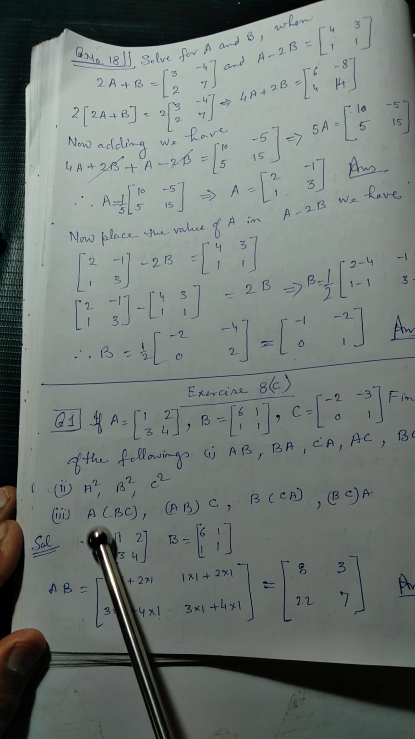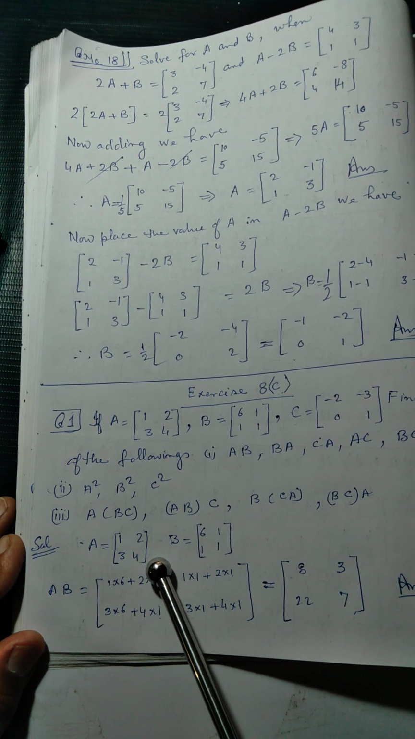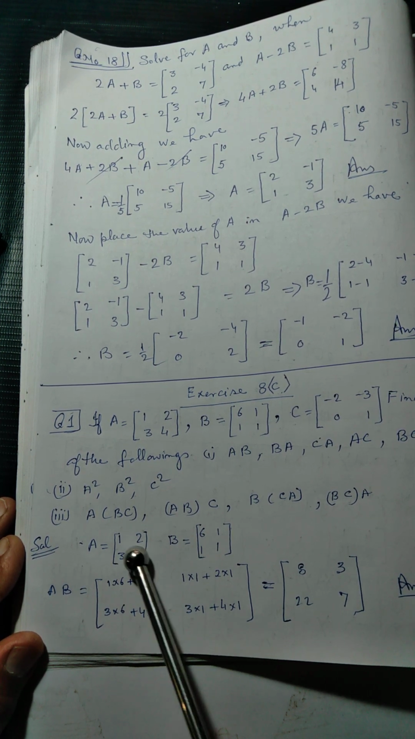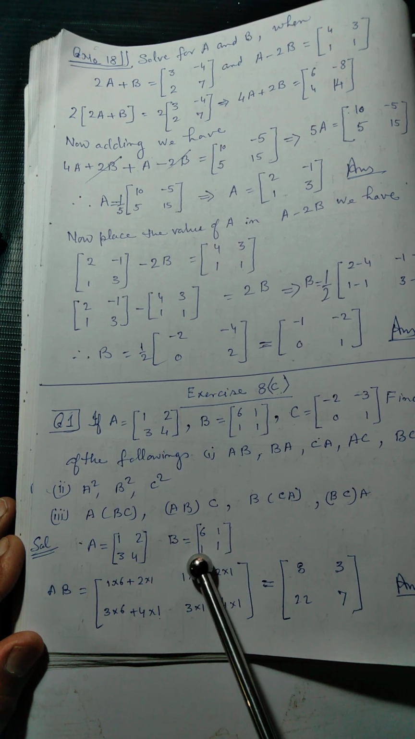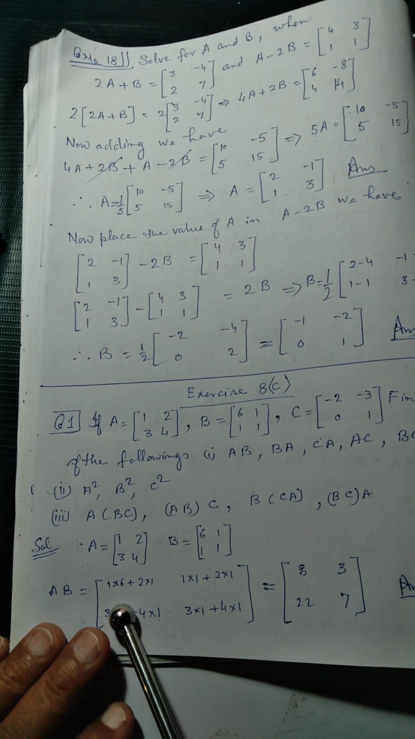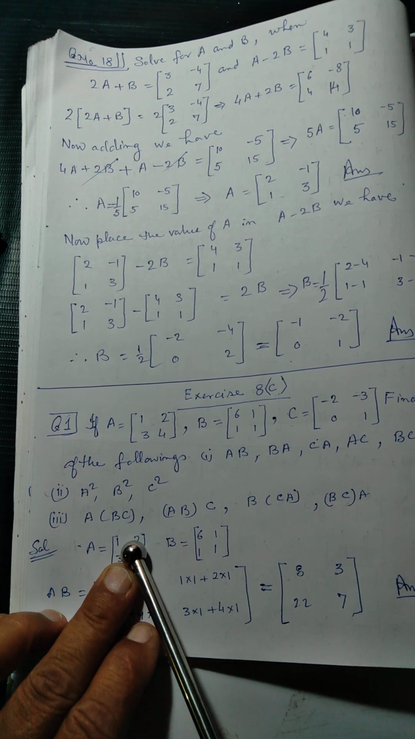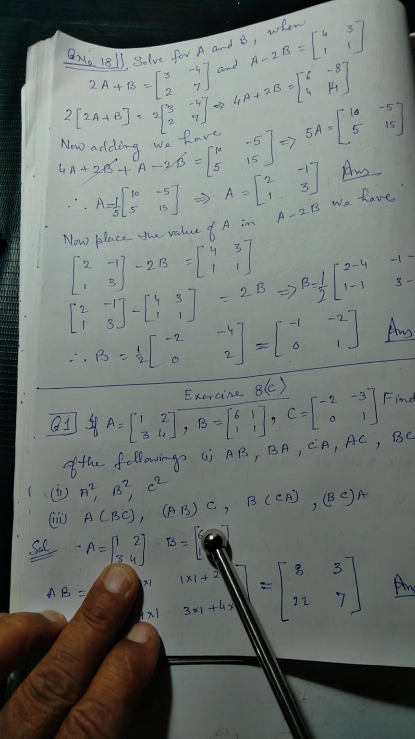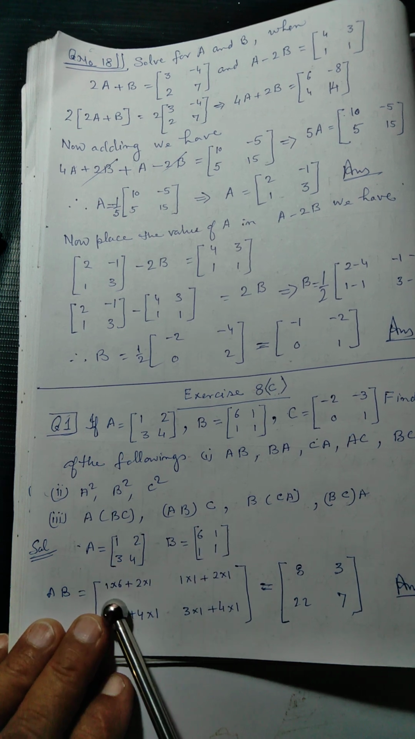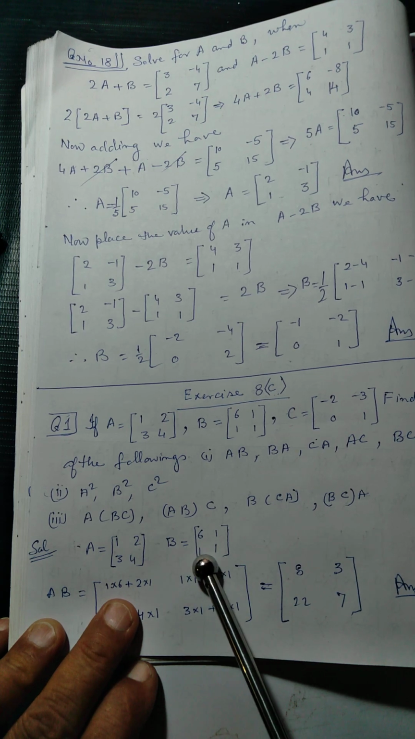Let us start the first part of the question, that is AB. You see, I have written here AB. A is [1, 2; 3, 4], B is [6, 1; 1, 1]. So for the AB result, what I have to do is cover the second row, and the first row of A, 1 2, will be multiplied to 6 1. 1 will be multiplied to 6 plus 2 into 1. You see, 1 into 6 plus 2 into 1.